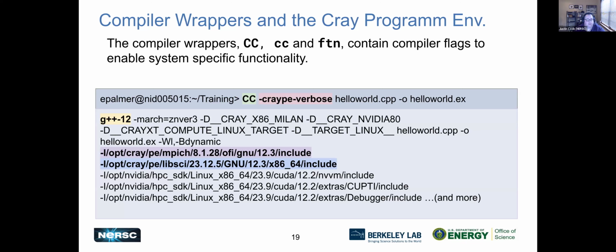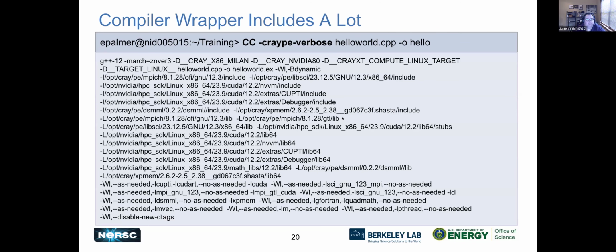For example, it's setting the correct architecture for Zen 3. It's setting several definitions for Cray x86 Milan and Cray NVIDIA and Cray XT Compute Linux so that it knows what it's targeting, and it can load and unload different types of optimal code. It's also setting include paths and linking up different things that could be useful for you on your default run. Again, this is more of that extra stuff that's being done.